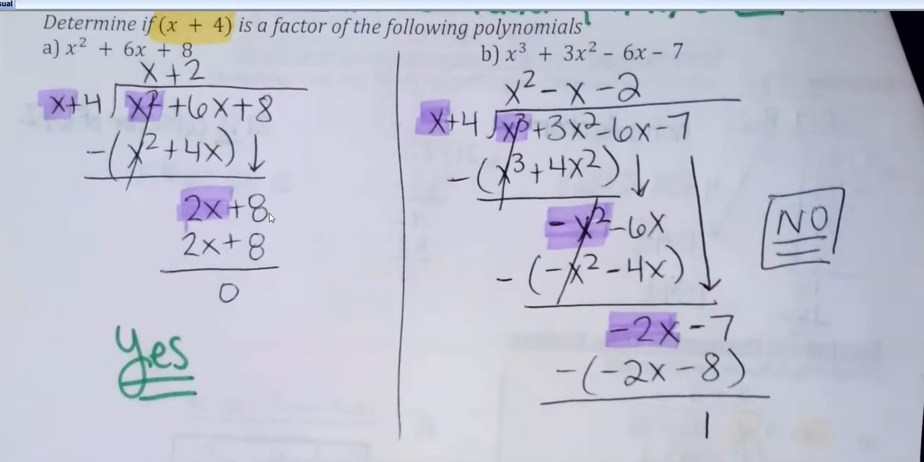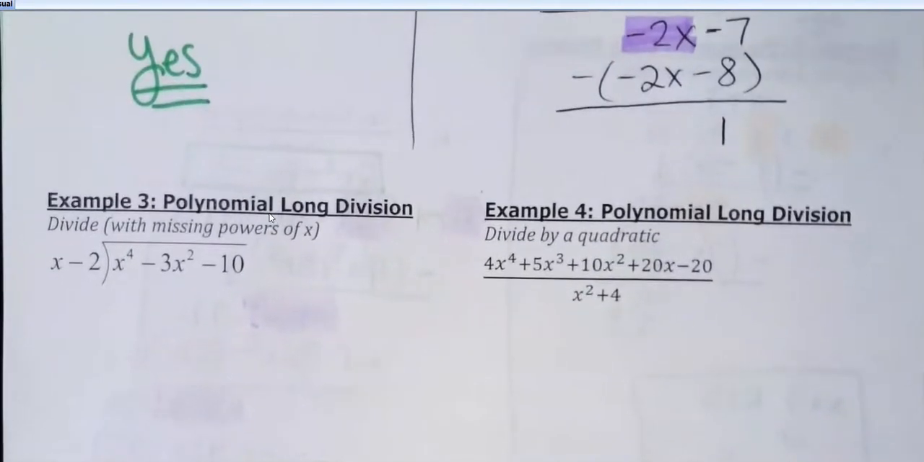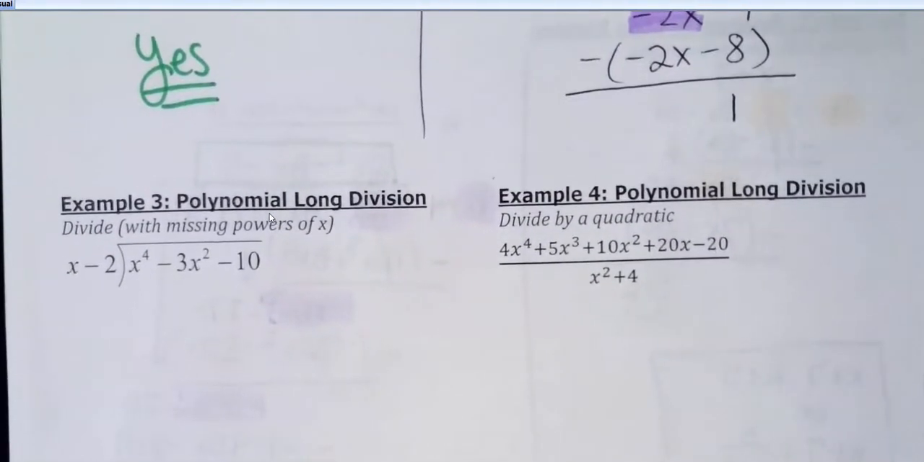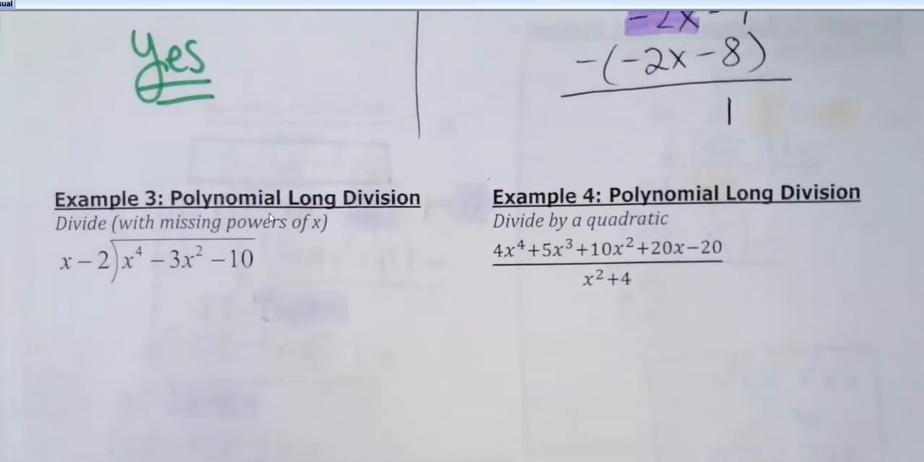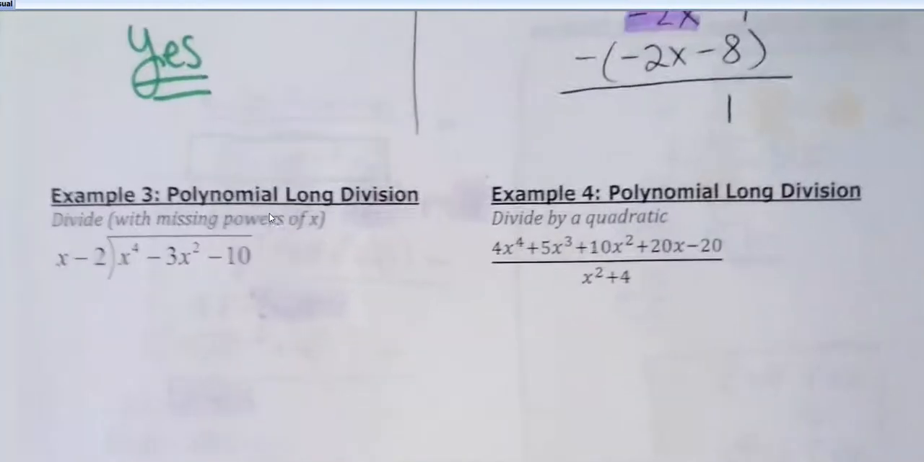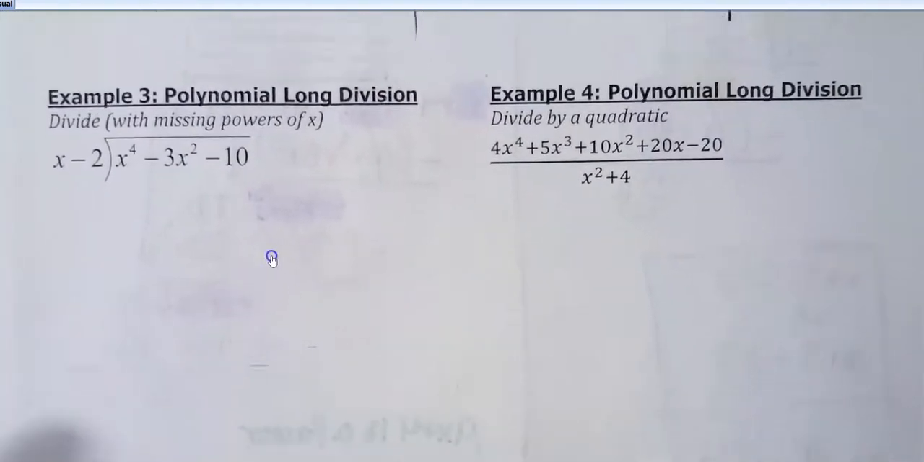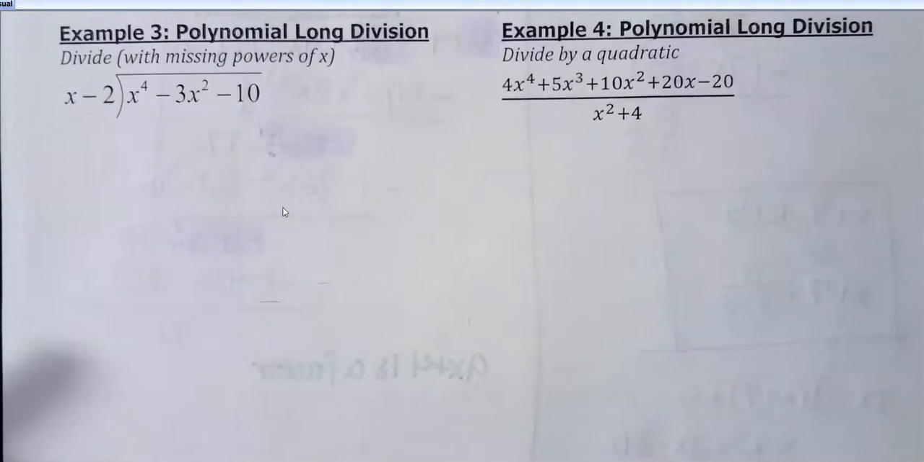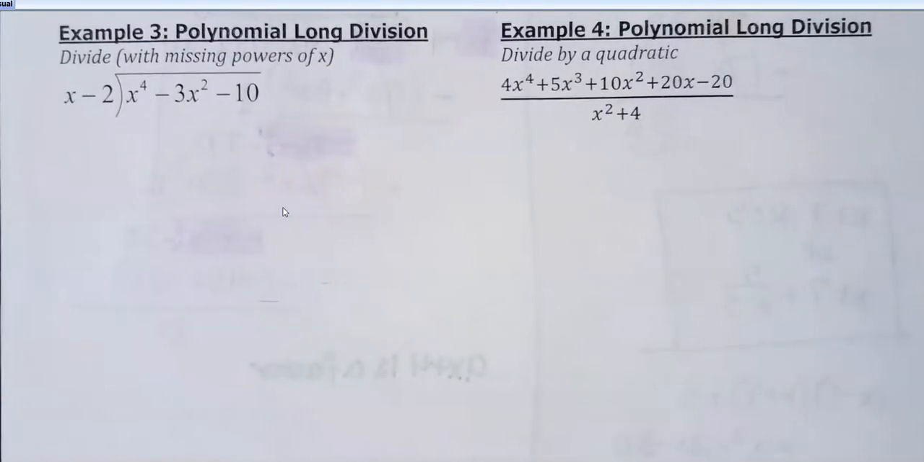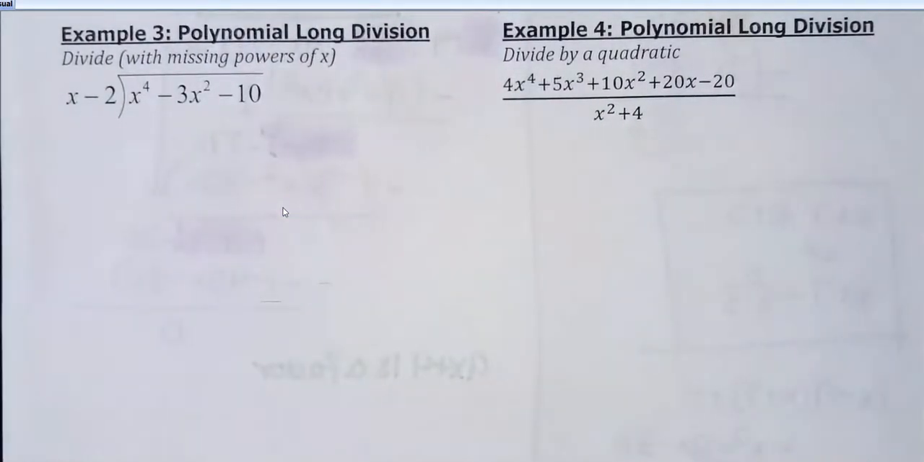Now, I just have two special cases, if you will, at the bottom of the page. Sometimes this is necessary and sometimes it is not. It just depends on the question. But if you notice my example 3 here, it says divide where I'm missing a power of x. So I have x to the 4th, but I don't have an x cubed, and I have an x squared, but I don't have an x. So just do this for me, just to help yourself, and it'll make sense in a second.